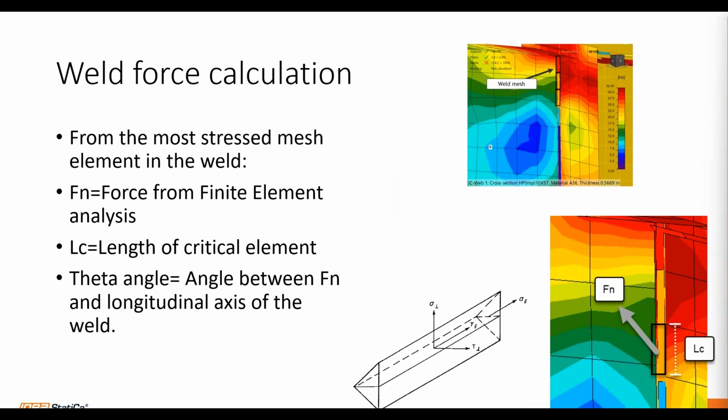So IDEA StatiCa calculates stresses on those shell elements of the weld, and a critical element from the whole length of the weld is selected. And then the force and theta angle are calculated from it. These are simple geometrical calculations, so we get the Fn that you can see here, and from there we also calculate the angle between the Fn and the longitudinal axis of the weld, so we can use that information in the AISC checks as well. Also, later you will see this LC, which is the size of this element of the mesh of the full weld.